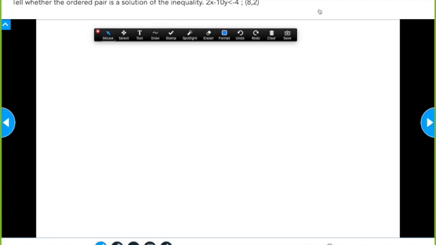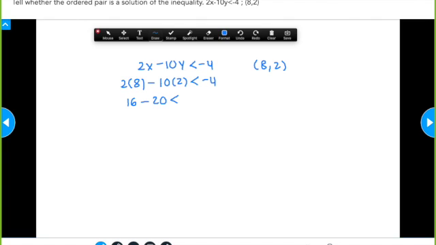Okay. So here we have 2x minus 10y being less than negative 4. And the solution that we're given is 8, 2. So again, I want to write this into my inequality statement. So I get 2 times 8 minus 10 times 2 is less than negative 4. 2 times 8 gives me 16. 10 times 2 gives me negative 20. And that's supposed to be less than negative 4. And I still get here negative 4 is less than negative 4.